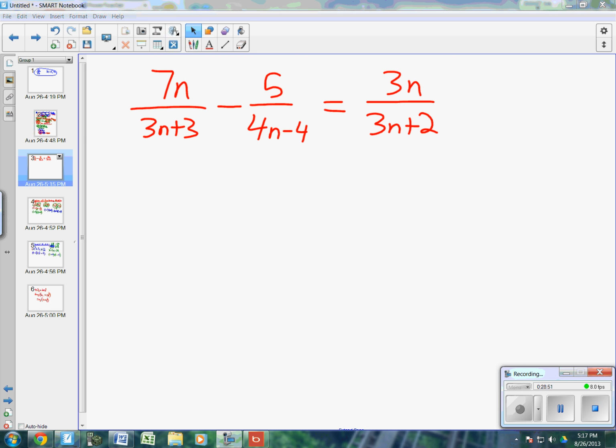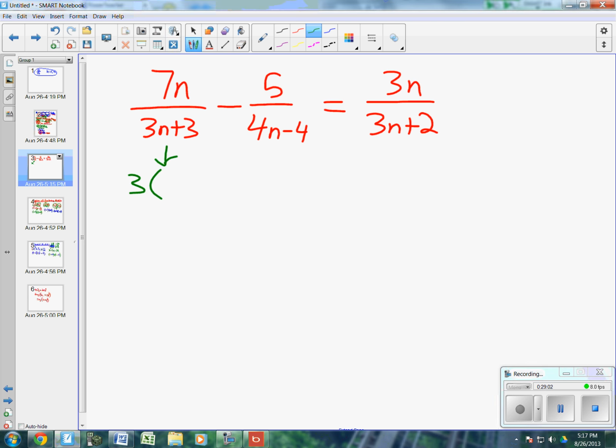Since you had time to work on this one in groups already, I don't want to take a lot of time on it, so I'm just going to do it kind of quickly. You can check your work to see if you got it right. If I factor a 3 out of 3n plus 3, I'll get 3 times n plus 1. If I factor a 4 out of 4n minus 4, I get 4 times n minus 1. And 3n plus 2 is not factorable, so we write down 3n plus 2 as the factor, because it's completely factored.